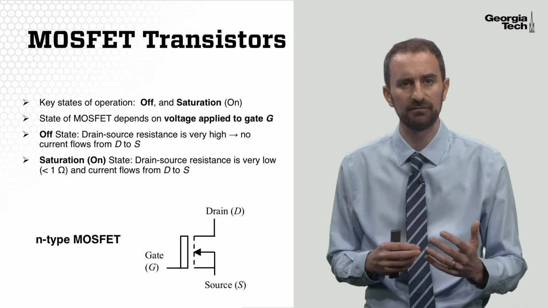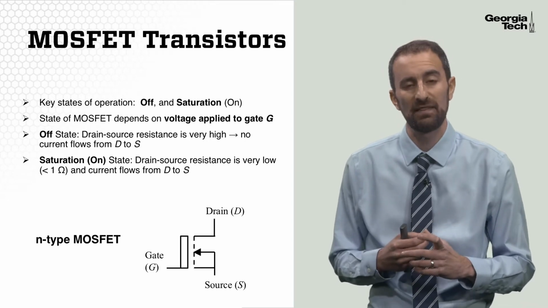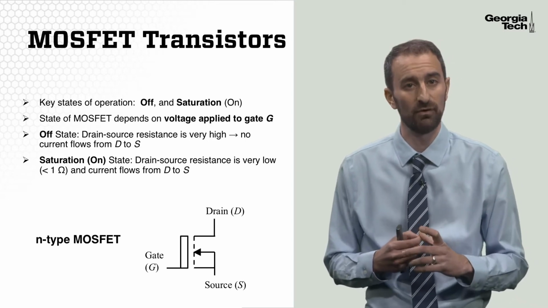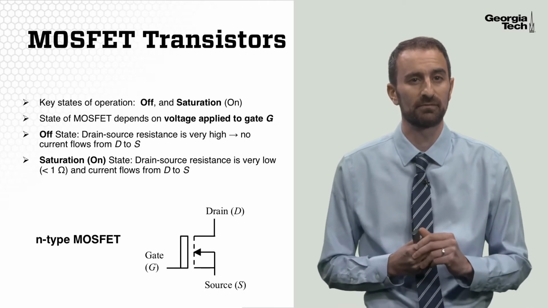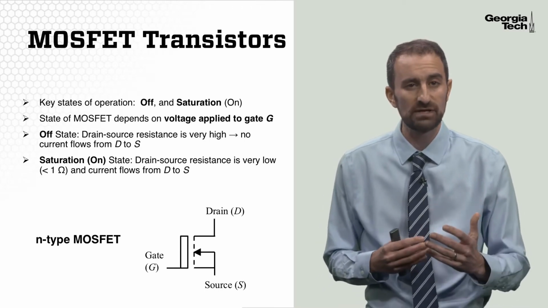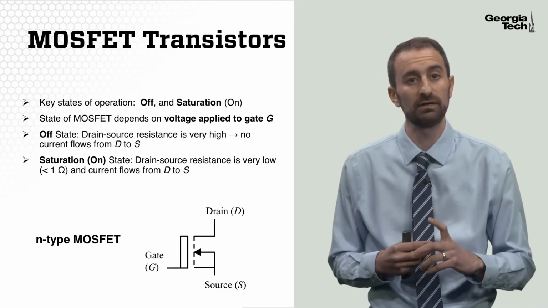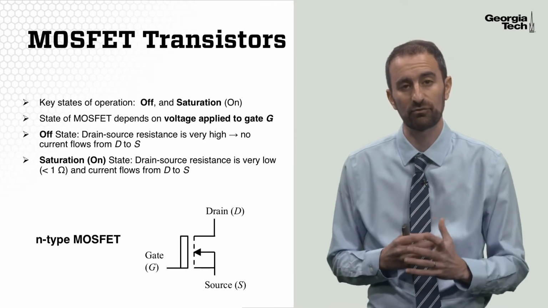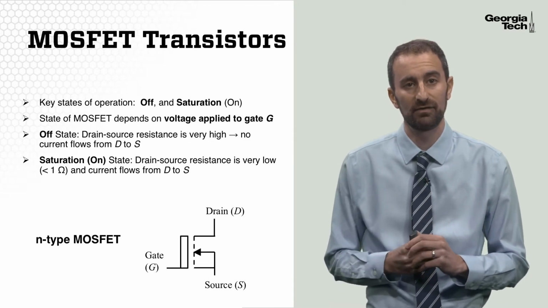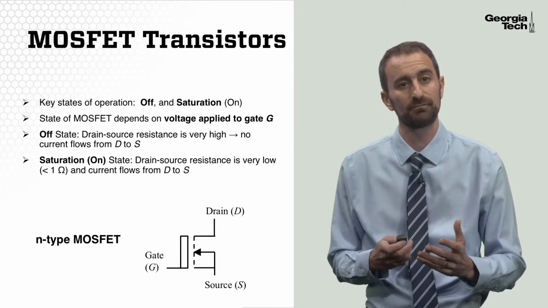In the off state, the drain source resistance is very high, and that means that we're not going to see any current flow typically, and that would be like a switch in an off position. In the saturation state, the transistor's on, meaning the drain source resistance now is very low. And that means that current flows from the drain to the source almost unimpeded by the transistor element. So that's essentially like a switch that's on.